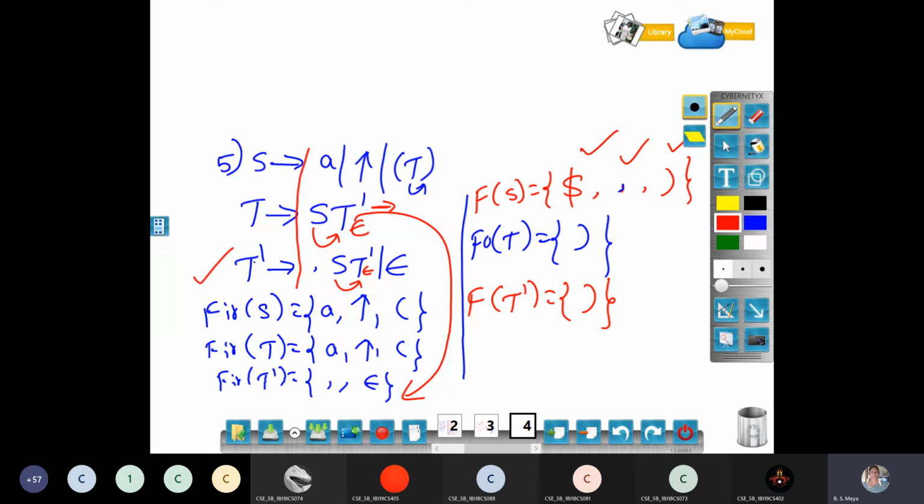Follow of S is over. Follow of T is over. Follow of T dash is over. Any doubt? Any doubt in this? So I will check once again for the first. Follow of S. What is the follow of S? Because of the start symbol, I insert dollar. Next, I have to find out follow of S on the right-hand side. I got this as a follow of S.